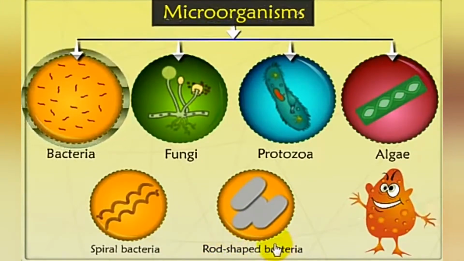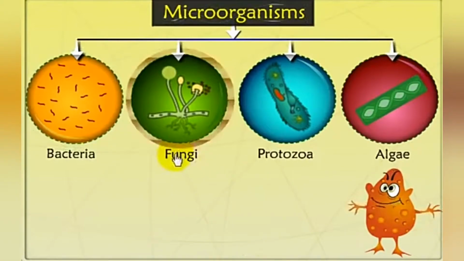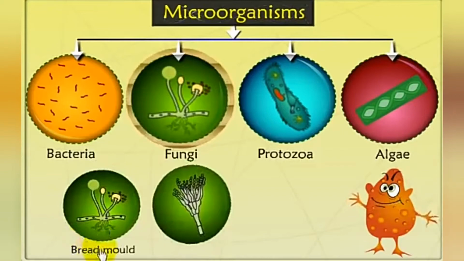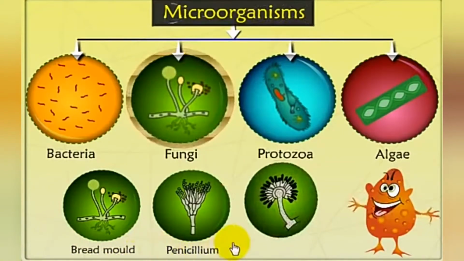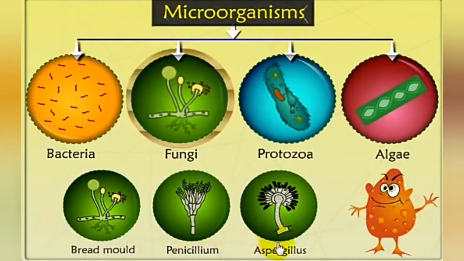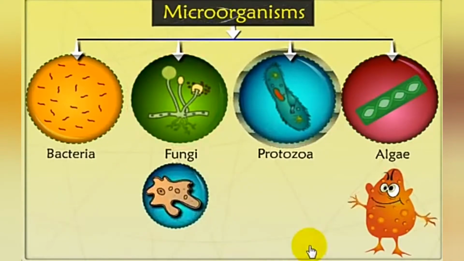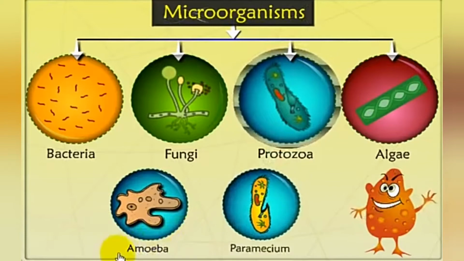We have those based on their use of oxygen: we have the aerobic, we have the anaerobic, we have the facultative. And based on shape, we have the cocci, we have the bacilli, we have the vibrio, and we have the spirilli. Then we also have the fungi.